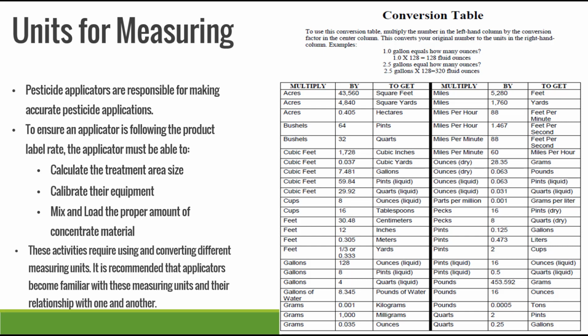For example, 1 gallon equals how many ounces? Based on the chart, we take 1 gallon multiplied by the conversion factor of 128 will give us 128 fluid ounces. Or we could take acres. How many square feet are in an acre? 1 acre is equivalent to 43,560 square feet. We'll look back on this conversion table as we get into math problems later on.